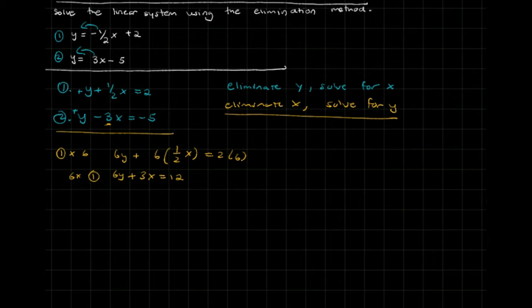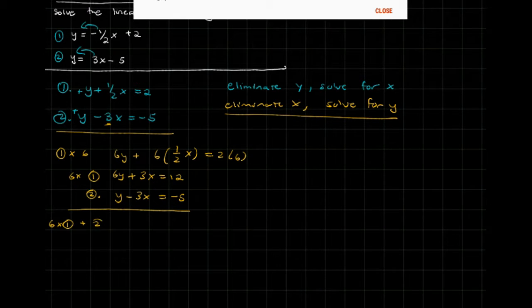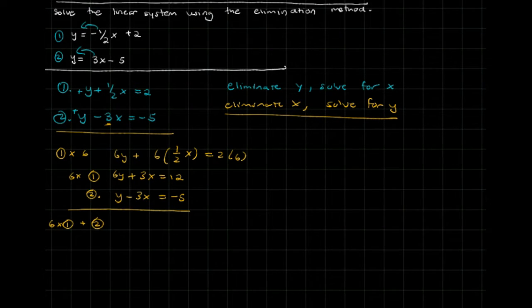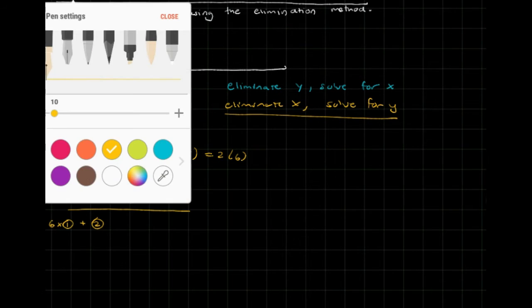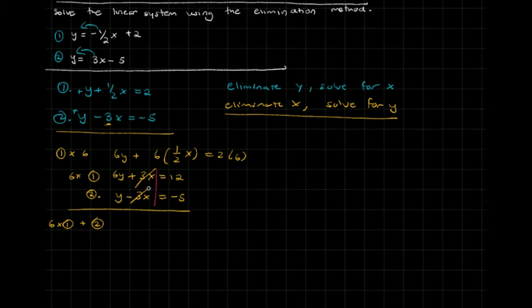So this is 6 times equation 1. Now this is equation 2. We have y minus 3x is equal to negative 5. I want to eliminate x. So if there's positive 3x on equation 1 and negative 3x on equation 2, what I can do here is add the two equations. So I'm taking 6 times equation 1 and adding it with equation 2, right? So if I do that, 3x plus negative 3x cancels out. And you can just add them separately based on the columns. You're just grouping like terms.